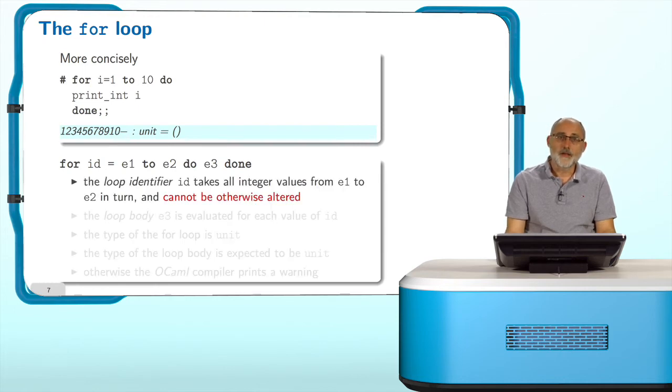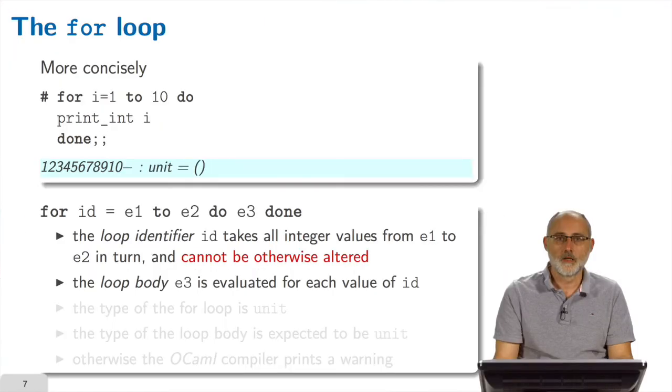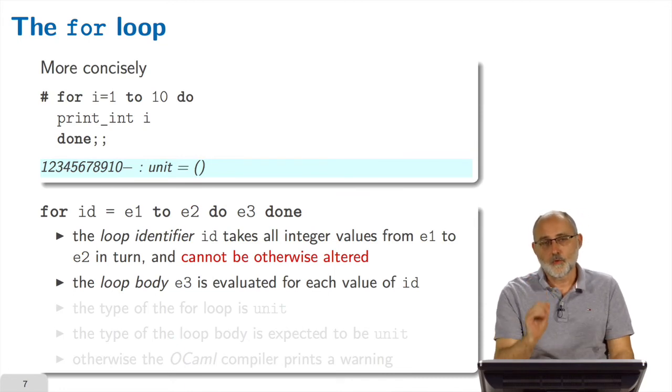The loop identifier ID will take all integer values from E1 to E2 in turn, but, big difference with other programming languages, you cannot change the content of this identifier. You can hide it inside the body, but you cannot modify it. The loop body is evaluated for each of the values of ID and does exactly what you want.